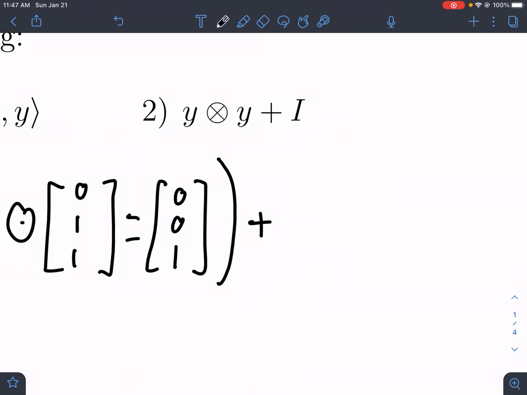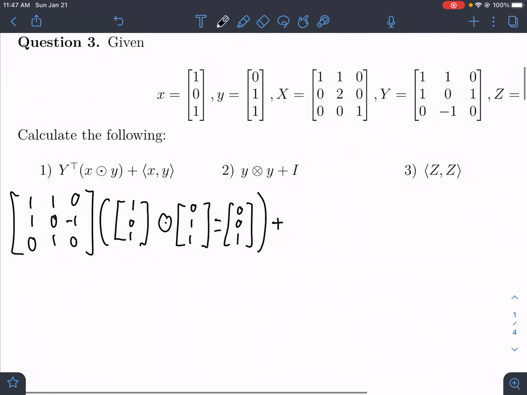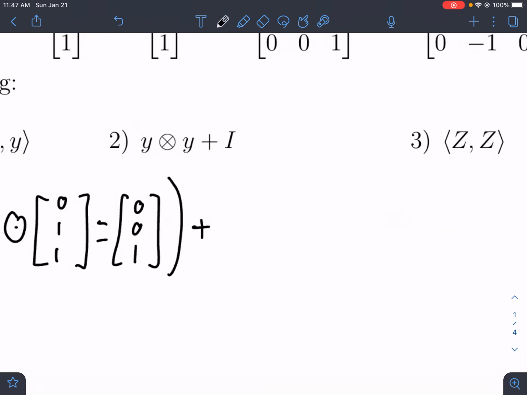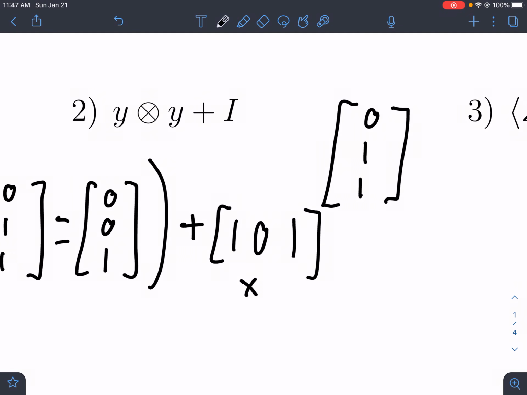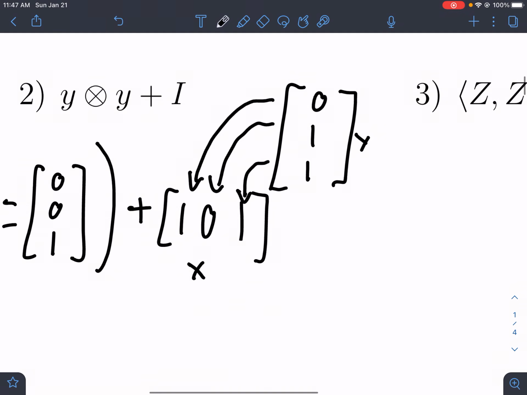And this is added to the inner product of x and y, which is equivalent to the dot product because x and y are vectors. So we're going to do our normal dot product method. I like to do it like this. This is x and this is y, and I sort of collapse them onto their side like that, and that gives me 1 times 0 plus 0 times 1 plus 1 times 1. This is 1.